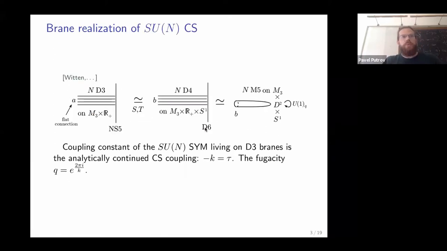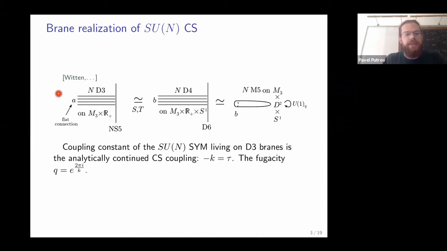Okay. So before proceeding to a short review of supergroup Chern-Simons and its brane realization, let me first review the brane realization of the ordinary SU(N) Chern-Simons. So this can be realized by considering a system of N D3 branes supported on three-manifolds times a half line, and they end on an NS5 brane. And so the world-volume theory living on these D3 branes is maximally supersymmetric Yang-Mills with a certain coupling constant tau.